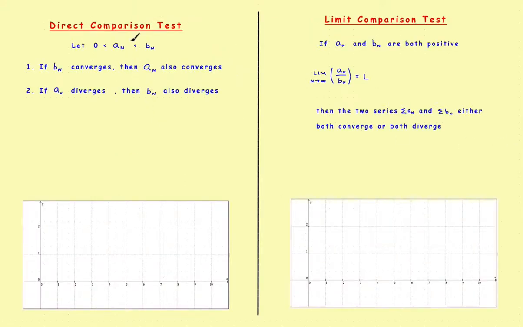So again, in the last video we looked at the direct comparison test, and they have some things in common, they have some things different. So direct comparison on this side, limit comparison on this side. First of all, let's talk about what things they have in common. The idea on both of them, they start the same. Let's first look at a case where they converge.